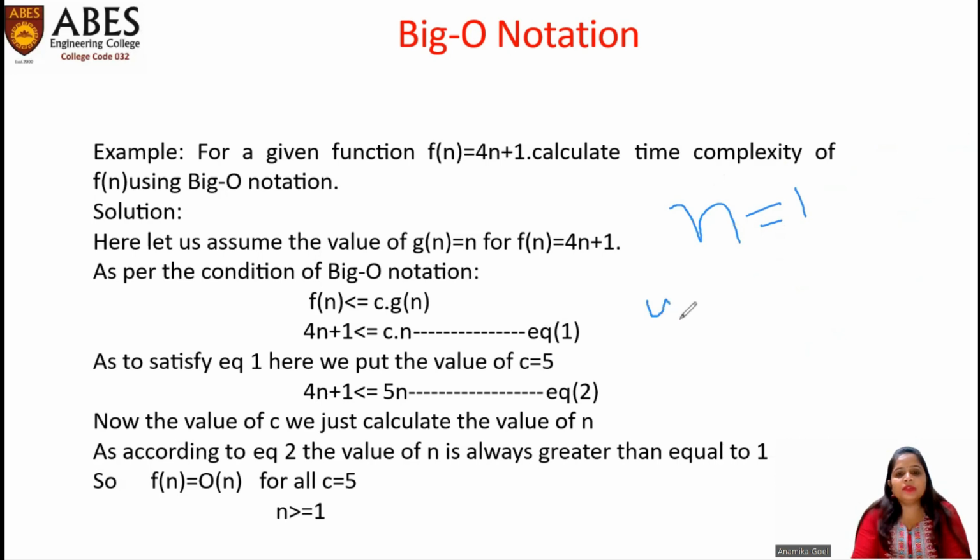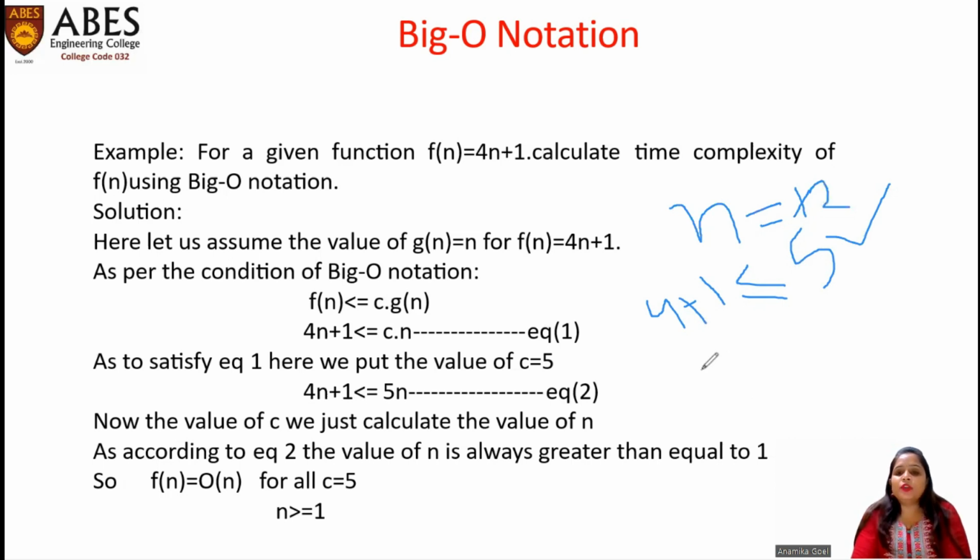Here, 4n plus 1 means 4 into 1 plus 1. It means 4 plus 1 is less than or equal to 5 into n, which means 5. Here, 5 is equal to 5. The condition is satisfied. 4 plus 1 is 5, and 5 is equal to 5. The condition is satisfied. Again, we'll check n equal to 2.